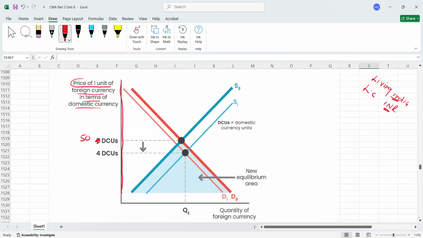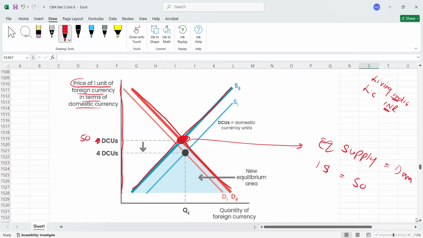This is your demand curve and this is your supply curve. And this is the point where the demand curve crosses the supply curve, and this point is called the equilibrium point. We know this in economics, right? Equilibrium point means where the supply of the currency is equal to the demand for the currency. For example, at the equilibrium point, what was the price? $1 was equal to 50 INR, 50 Indian rupees.